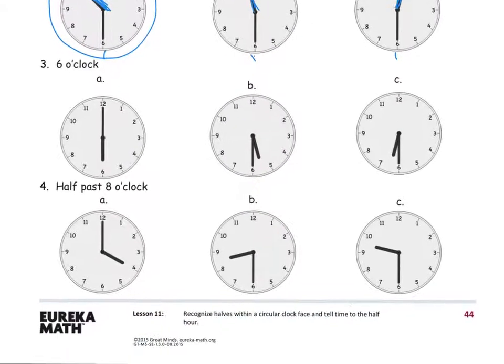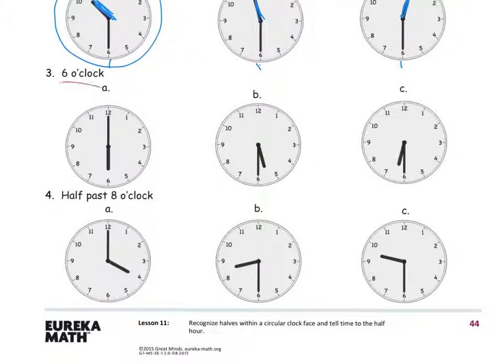For 3, I'm looking for 6 o'clock. Exactly 6 o'clock, meaning when I know it's exactly an hour, like 6 o'clock or 7 o'clock, the minute hand is going to be pointing to the 12. And the hour hand will be pointing to the number. So if we look at our first clock, the minute hand is pointing at 12, and the hour hand is pointing at 6. And that's going to be correct.